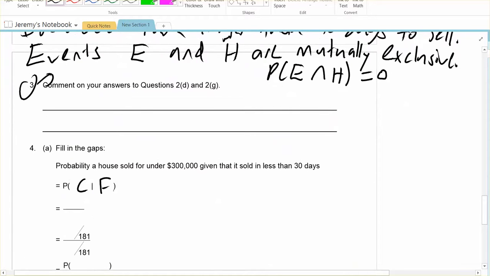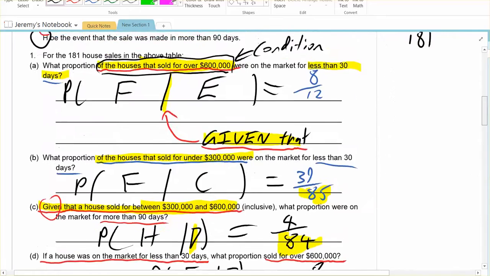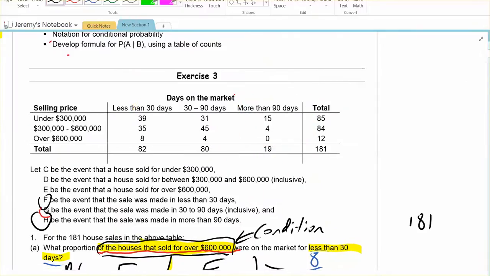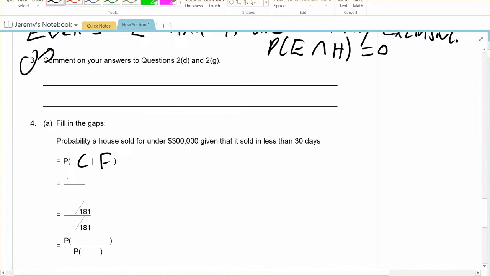Okay, now the answer to that question is, let's have a look. What's the probability of C given F? Well, F, less than 30 days, that's going to be out of 82. And C is 39, so 39 out of 82. One way when I do this question, remembering the C and the F, think of C as cheap. Under 300,000, the cheaper ones. Think of F as fast, because it sold fast. So the probability of a house selling cheaply, given that it sold fast.